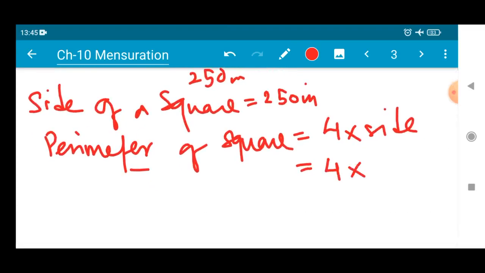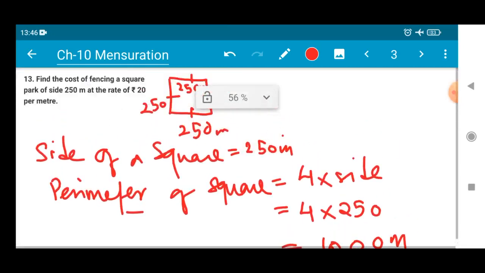So 4 into side, given as 250. If I multiply this, I'll be getting 4 fives are 20, 4 twos are 8, plus 2 is 10. It is 1000 meter. Is it? Yes, it is 1000 meter. Now we have to find the cost to fence this 1000 meter perimeter. Cost we have to find.